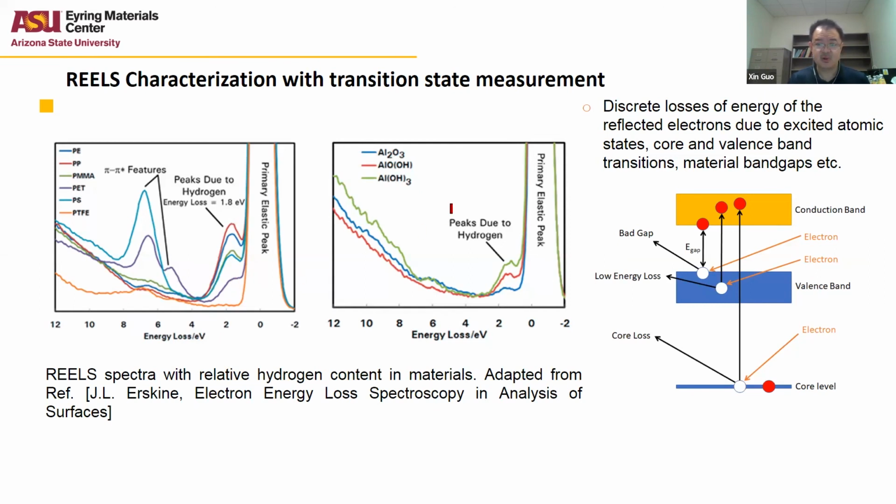Here is another example, REELS measured on alumina to aluminum hydroxide. As we can see here, the intensity of this shorter peak is proportional to the hydrogen content inside the specific materials. And of course, we need to calibrate that with a sensitivity factor to accurately quantify the hydrogen content with REELS.